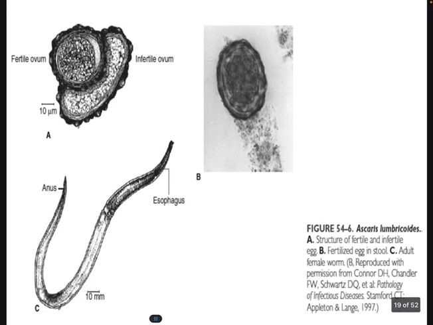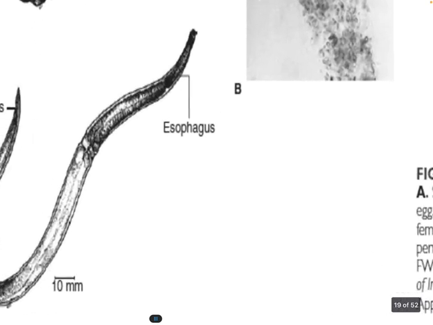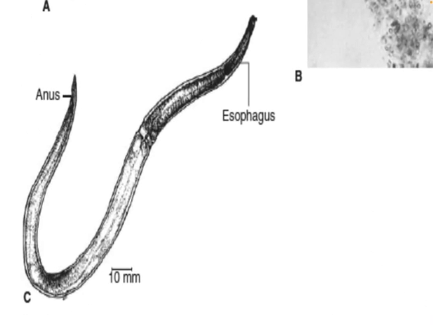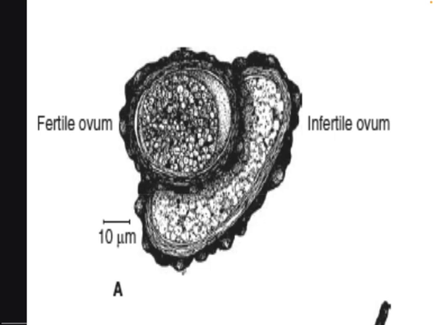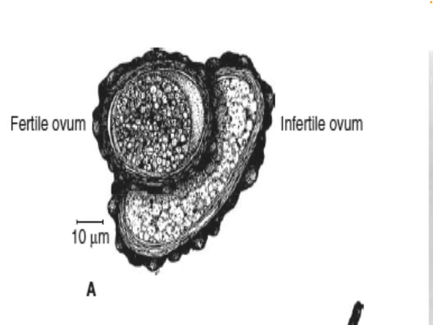This is the adult worm. Okay. This is the ovum. The ovum is characterized by a crenated surface. Okay, so the surface is crenated.